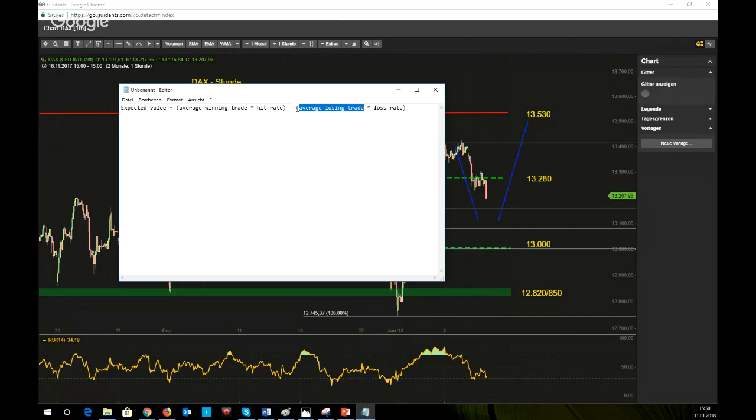So what happens all in all, if you really understand and study this formula here, is that this term here is going down. And while you have a minus in front of it, it means that you're subtracting a lower number. And this is adding positively to your overall expected value.